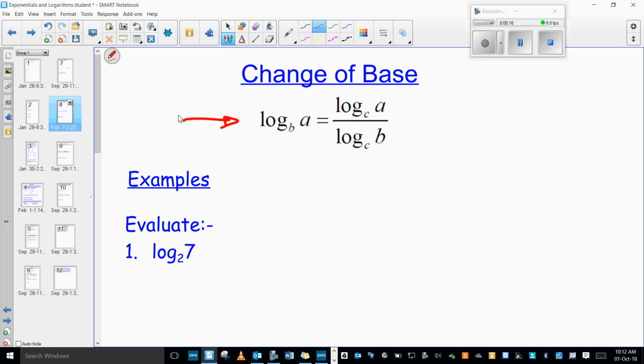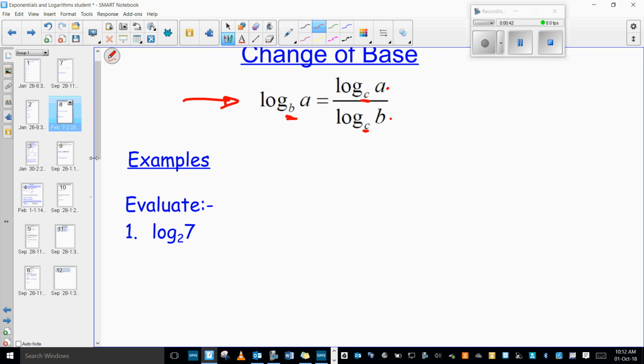Okay, so if you'll notice here, I've been given an initial expression in base B, and I want to change it to the new base C. The A and the B correspond to these A's and B's. So I'm hoping it's pretty straightforward. It's just a matching game. So if I was asked to evaluate this, I could do that by changing the base of it.